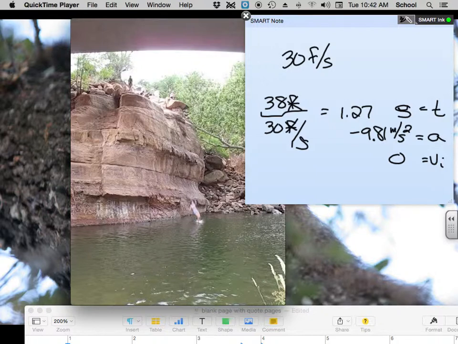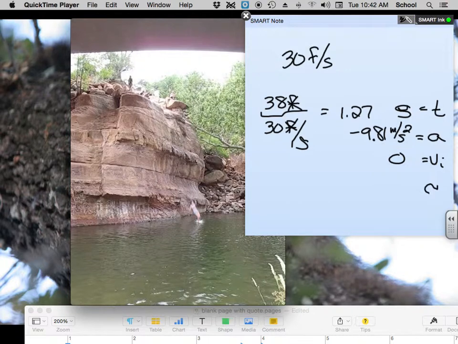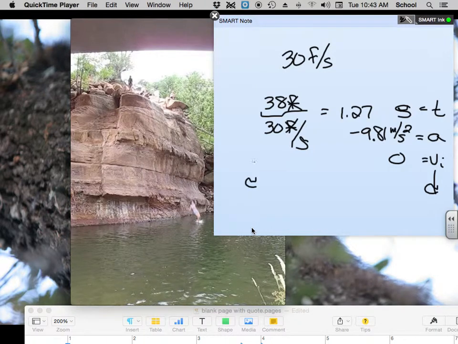So, again, what we want to find first here is the height. So what formula has Vi and a and t in it? The second one. Height equals a times t squared divided by 2 plus Vi times t. And again, since my Vi is 0, this part goes away. So using that, figure out how high she was.